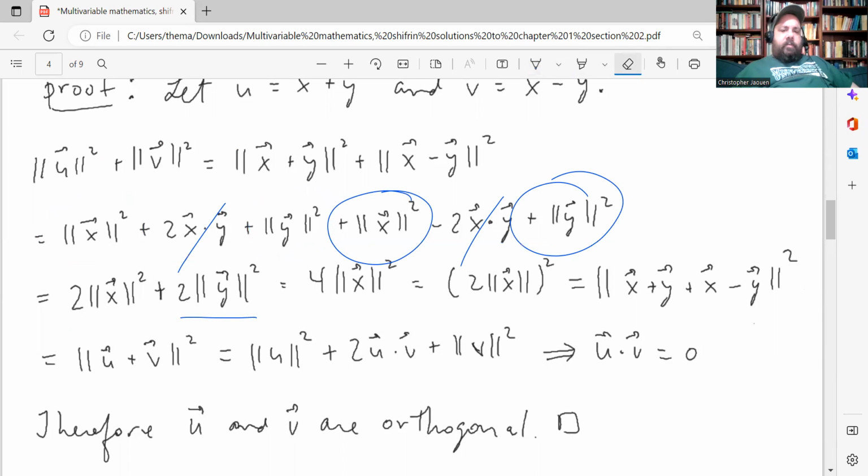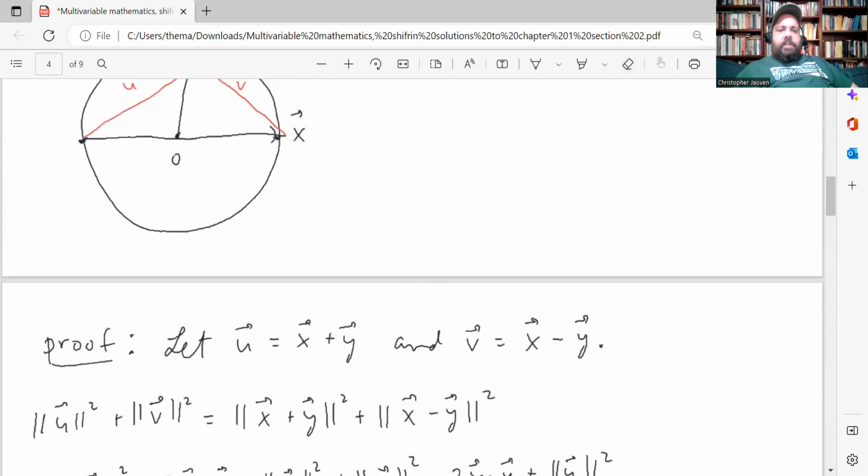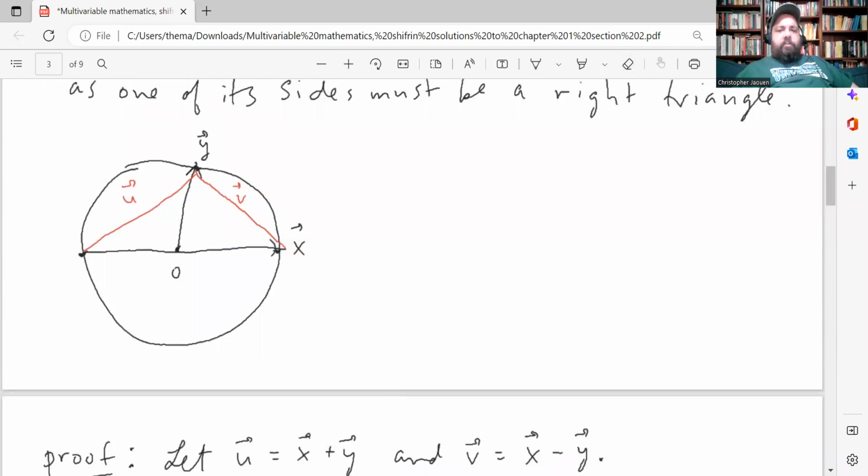And if we go back to the picture real quick, notice that x and y have the same length because they're both radii of this circle, right? This is a radius, this is a radius, and this is a radius. So length x equals length y. Just to be clear, x is not equal to y, but the lengths are equal. So I use that fact to continue the proof.